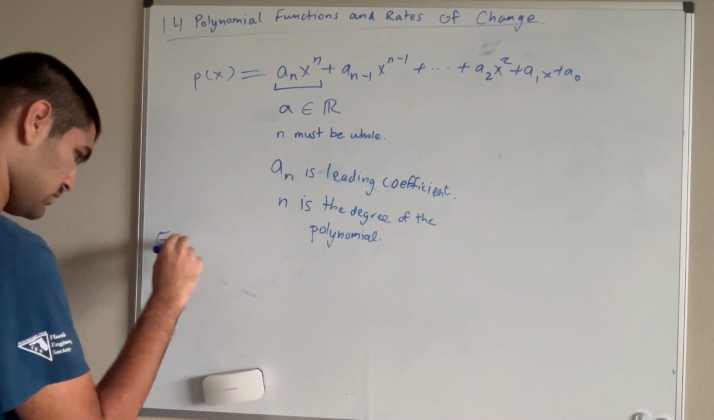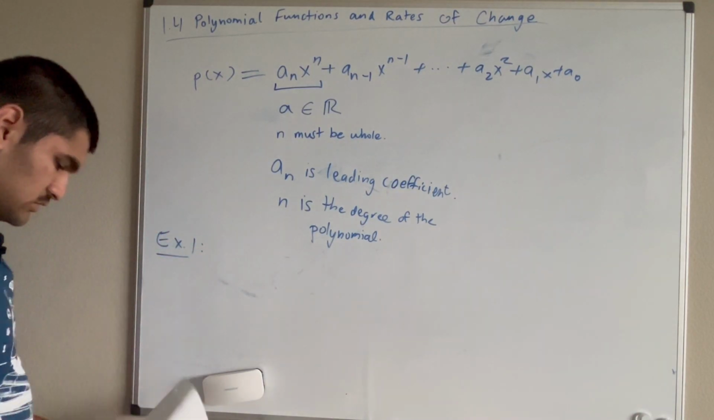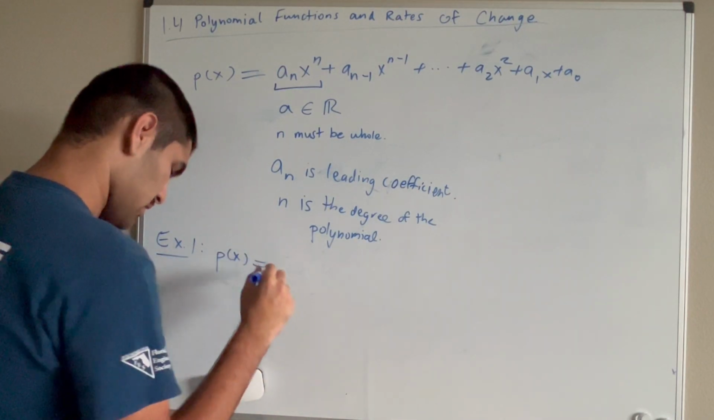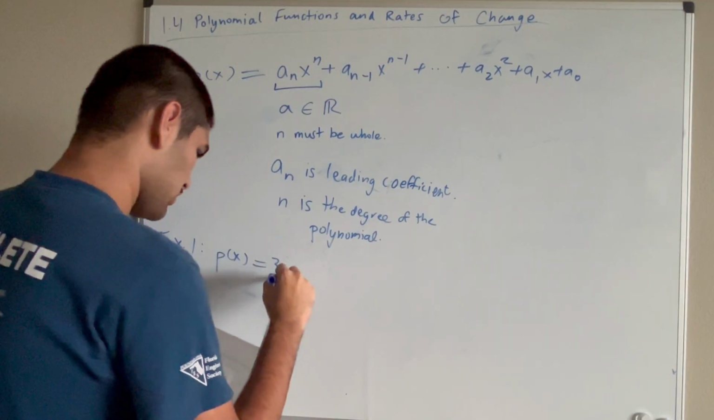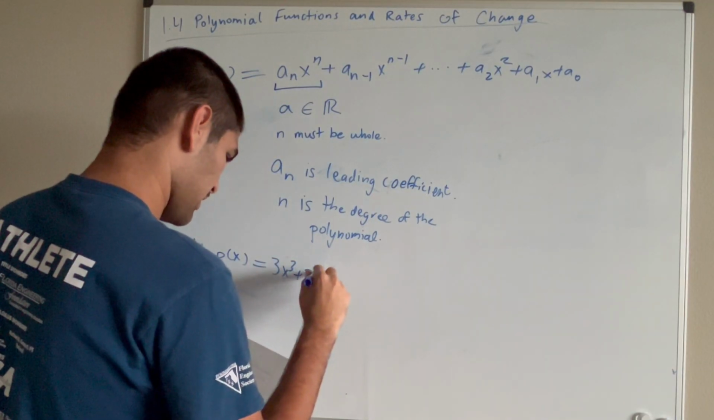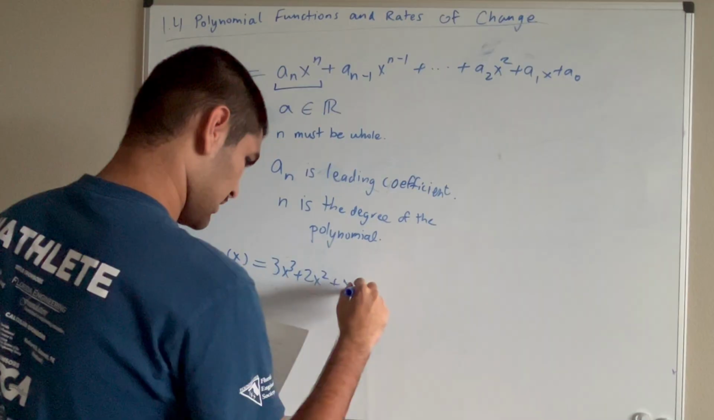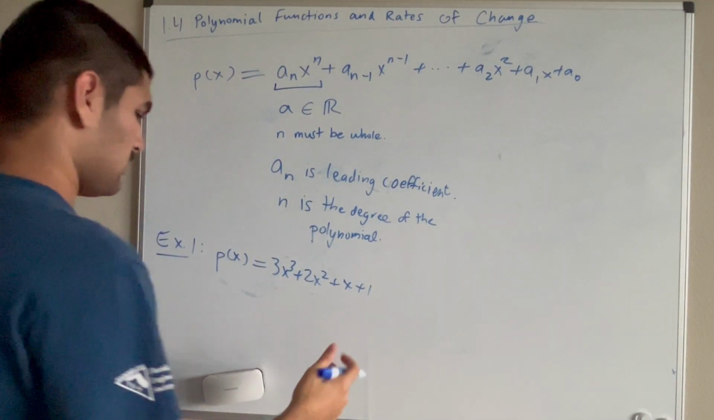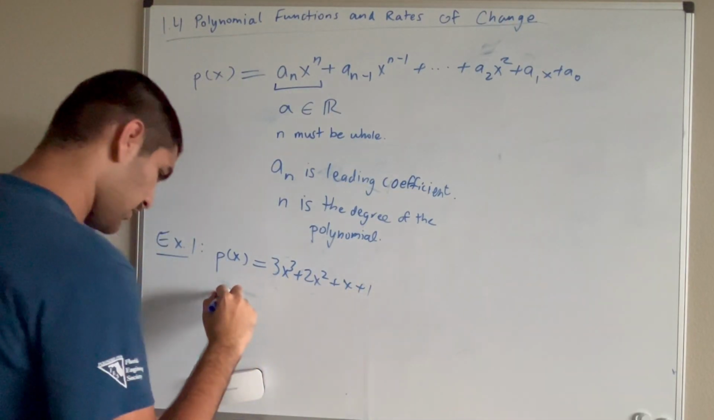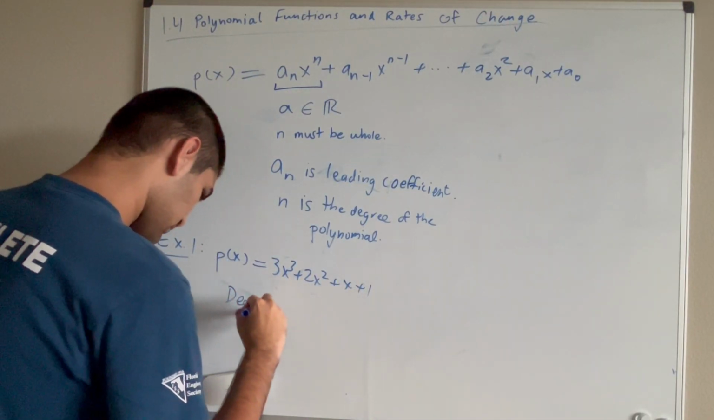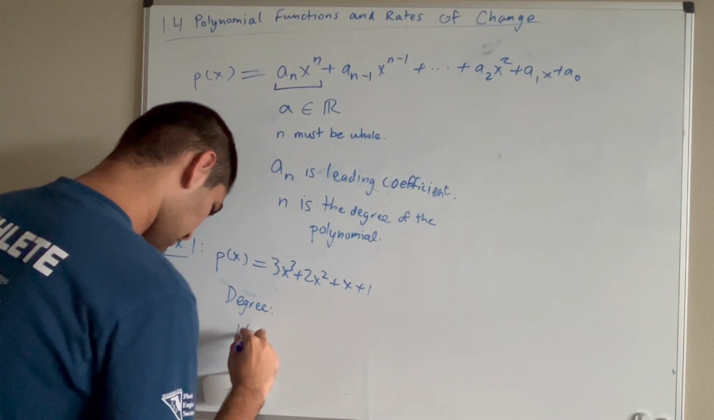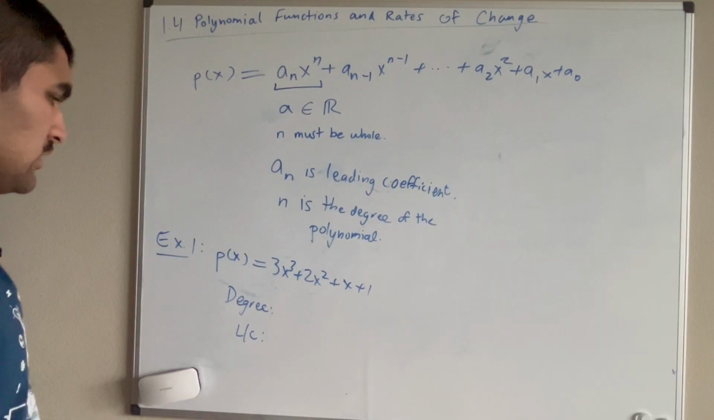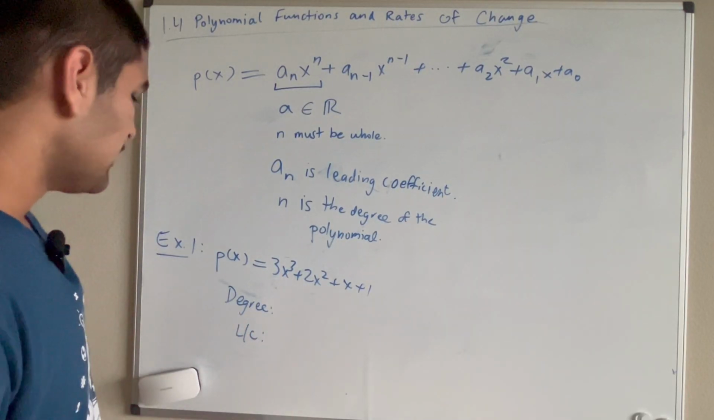So example 1. So let's say you have some polynomial, say p of x equals 3x cubed plus 2x squared plus x plus 1. And let's find the degree of the polynomial. And let's find the leading coefficient. Well, I'll just abbreviate as L/C. Okay, so pause the video and see if you can give this a try.